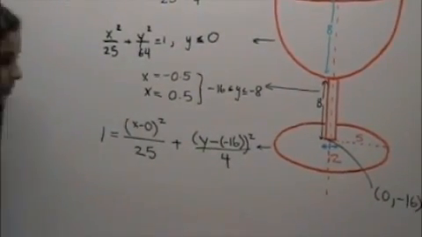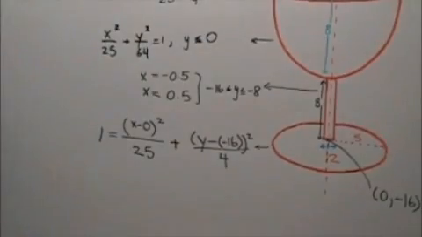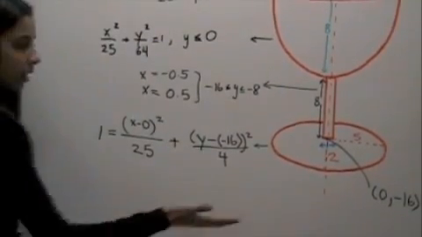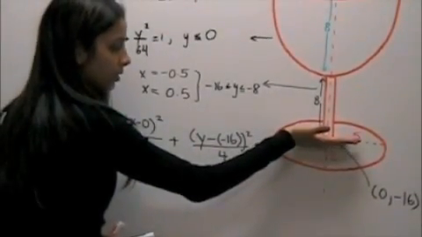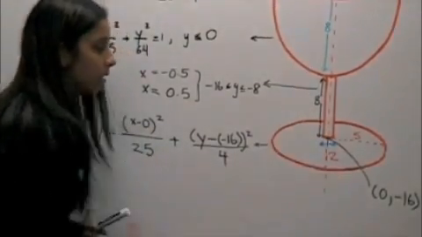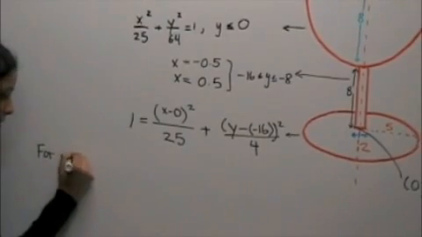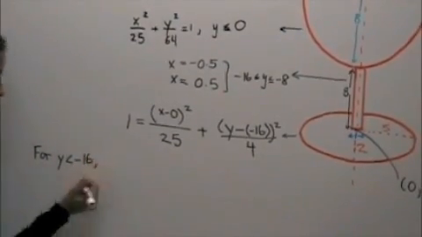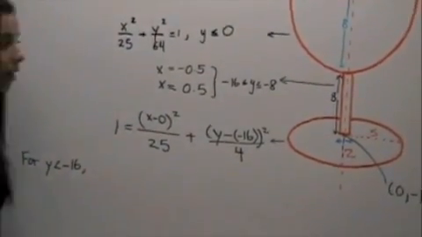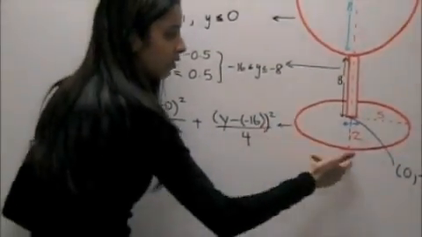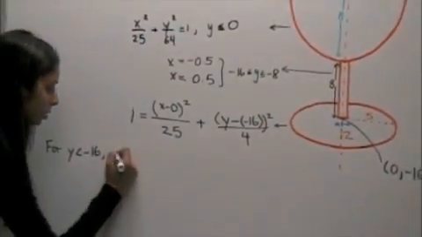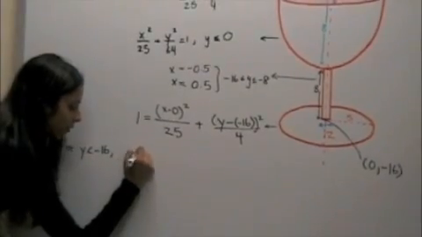Now, to define the restrictions on this ellipse, we have to consider the following cases. Let us consider what happens when y is strictly less than minus 16. For y strictly less than minus 16, what we want our function to look like is just this ellipse. So it's just going to be this equation of the ellipse I have written out above.